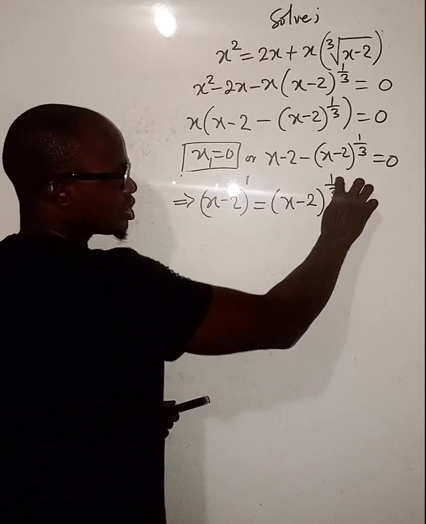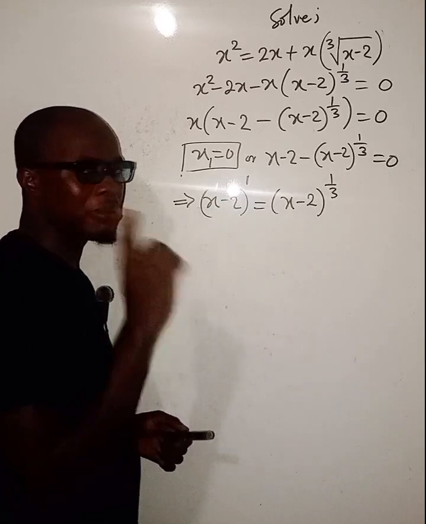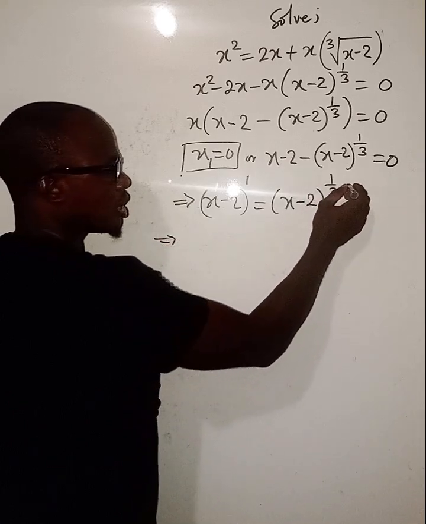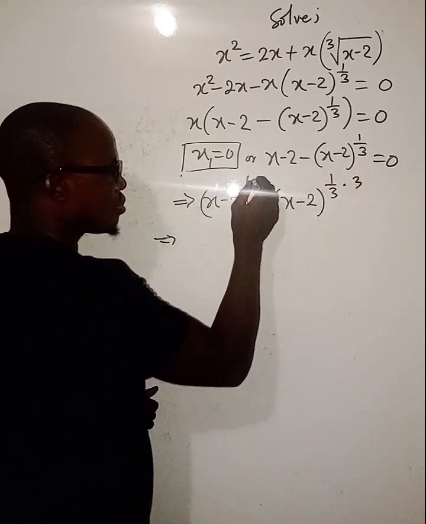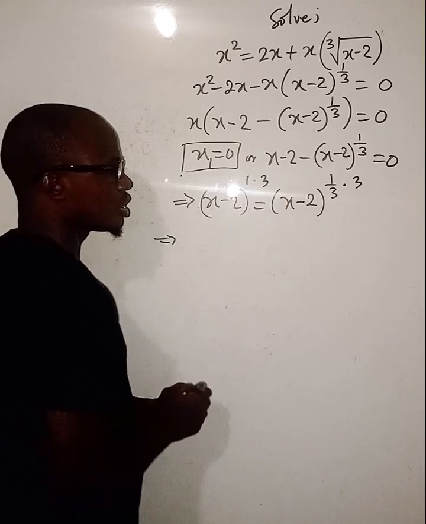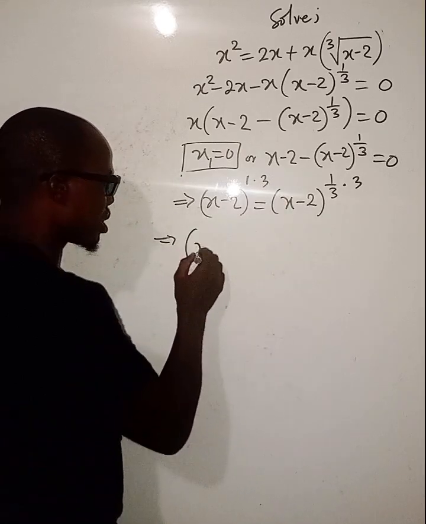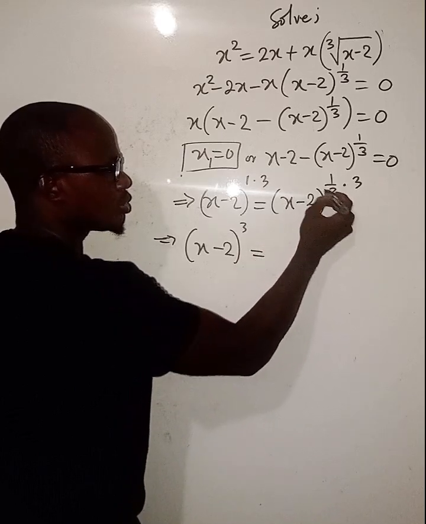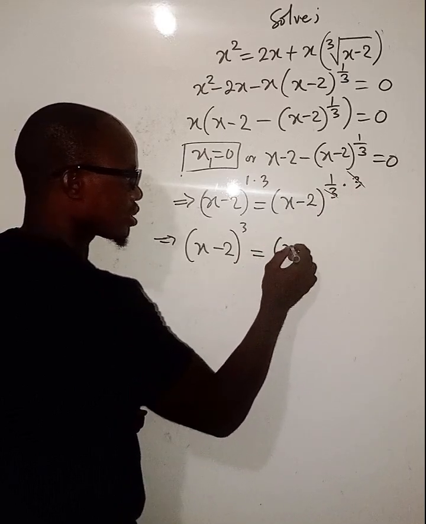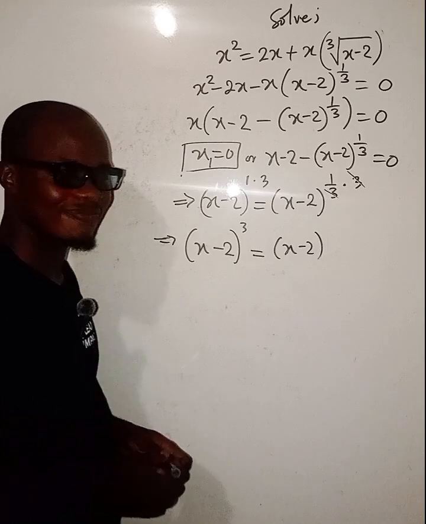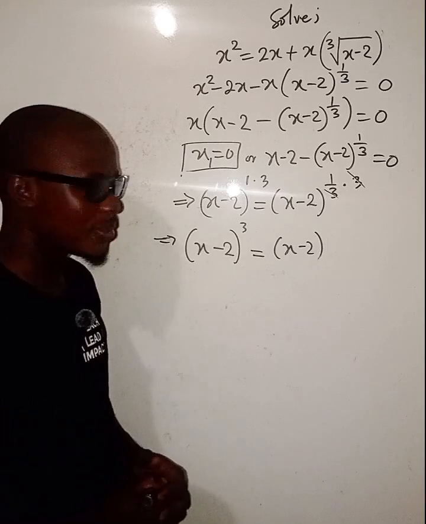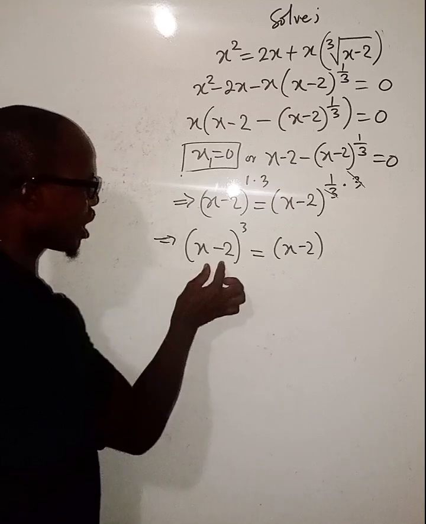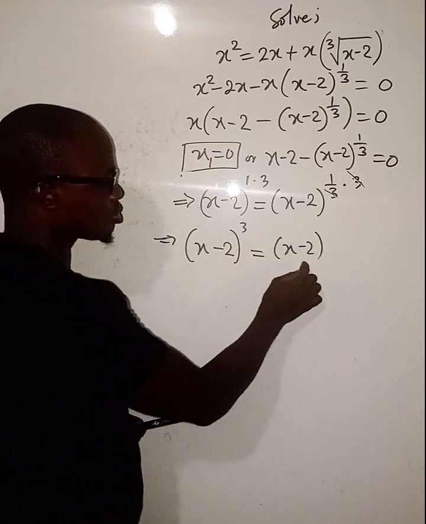Now, if I want to get rid of this 1 over 3, what am I going to do? I'm going to multiply this by 3, and I will multiply this also by 3. If I do that, I'm going to have x minus 2 to the power of 3 equals, this one we cancel, x minus 2. I told you that we are going to learn something new today. So we have x minus 2 to the power of 3 equals x minus 2.